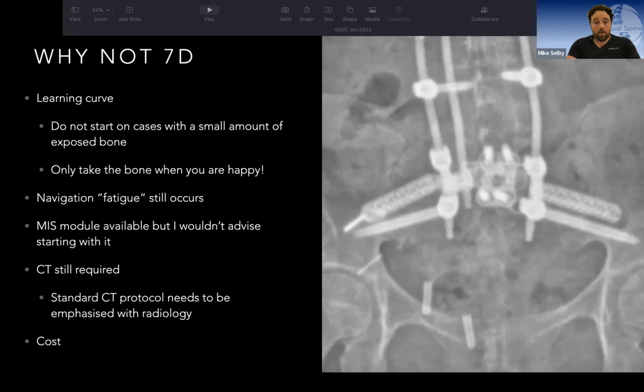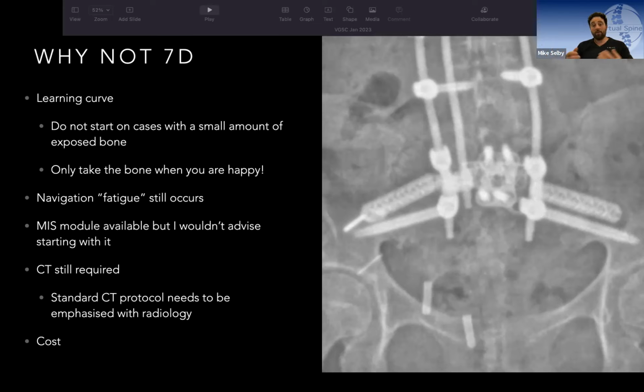Look, the MIS module's available. I enjoyed it when I used it, but I wouldn't advise starting with it. Get a bit of experience with the open first. CT is still required for this technique as well. So although the radiation in theater is dramatically reduced, as Beau was saying, you still need a CT scan of the patient beforehand. Not an issue for my adult patients. Pediatrics, we've got the doses right down. You do a low dose CT. It's worth talking to senior people at 7D and C-spine about how to do that, engaging with your radiology providers.